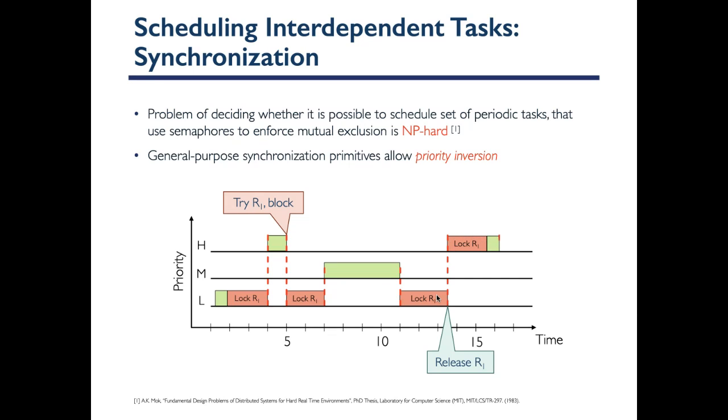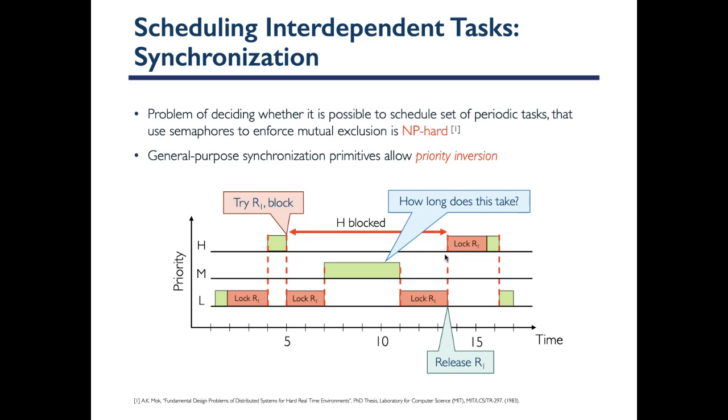Now, this is bad. Why? Because at this point, H is blocked, and it's a high priority task. And we actually don't know how long it's going to take for H to be blocked because of M. So even though we know L is going to take a certain amount of time here, we don't know how long M is going to take. And that could make it really unpredictable for H to have any guarantees on its execution time.